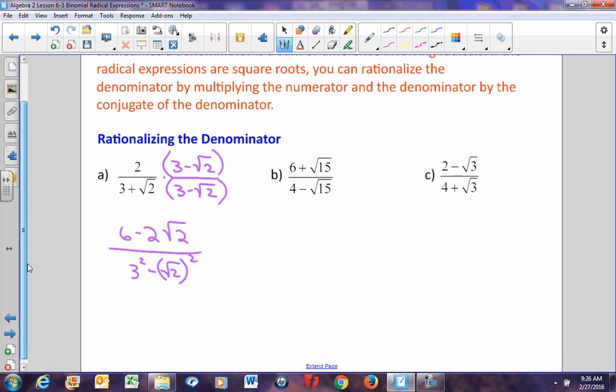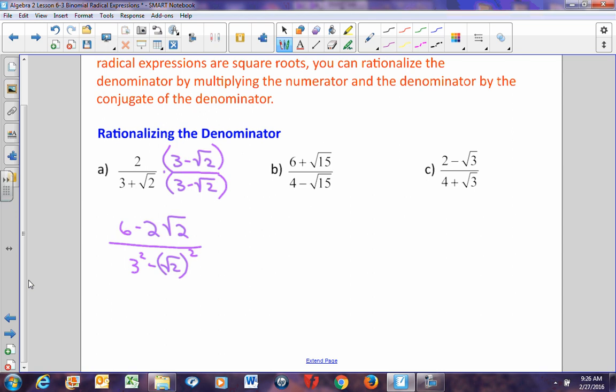And remember, the bottom will always be a squared minus b squared. If it's not, you messed something up. So this would simplify to 6 minus 2 square roots of 2, all over 9 minus 2, which is 7. So this becomes 6 minus 2 square roots of 2, all over 7. And nothing simplifies, because you can't factor anything out of both the top and the bottom that's all on the outside or all on the inside. So that's your final answer.